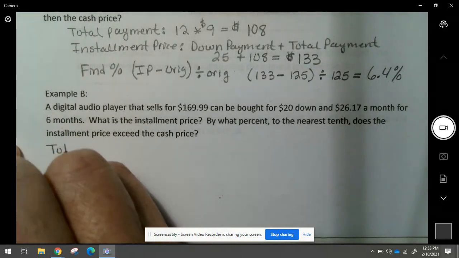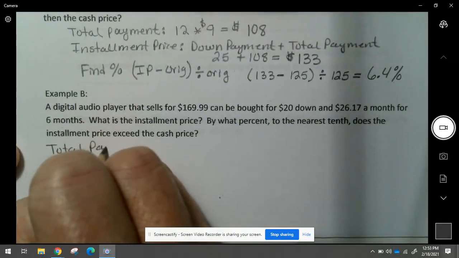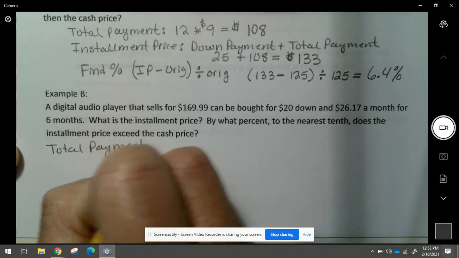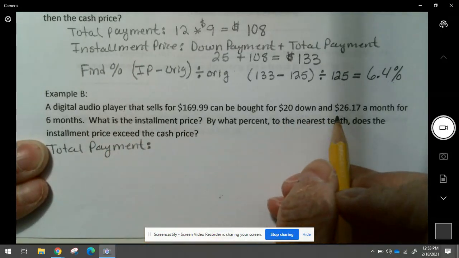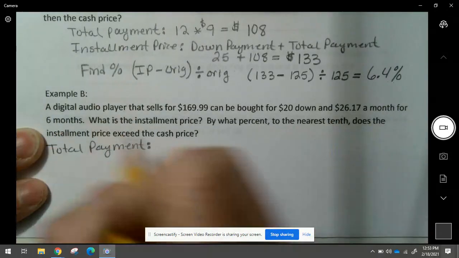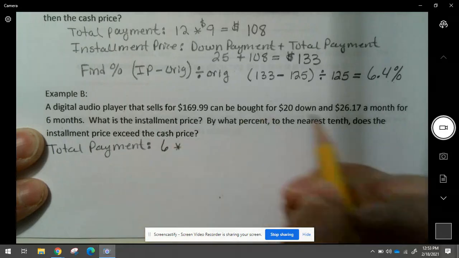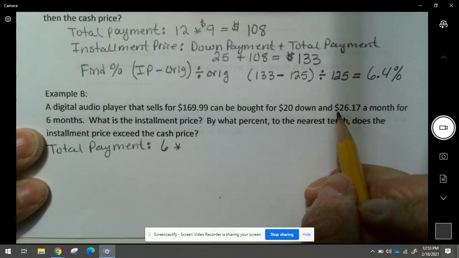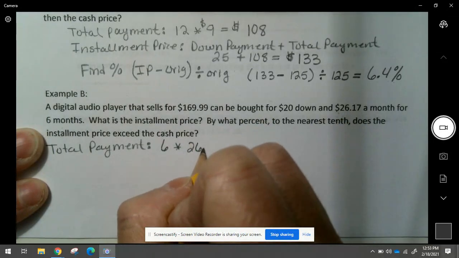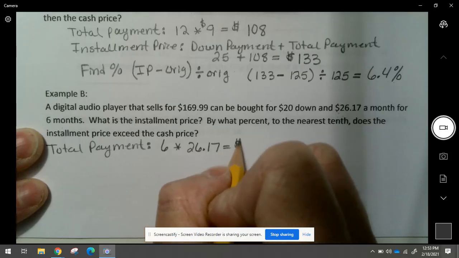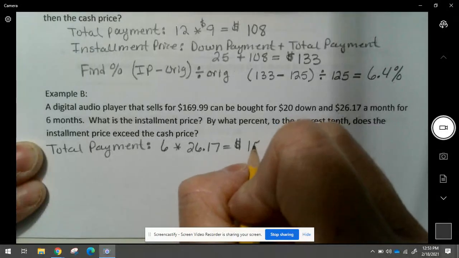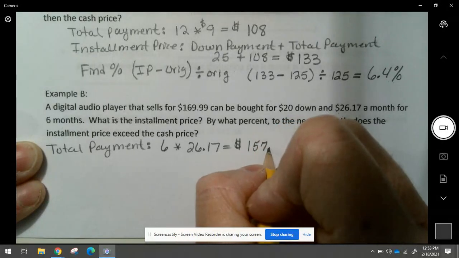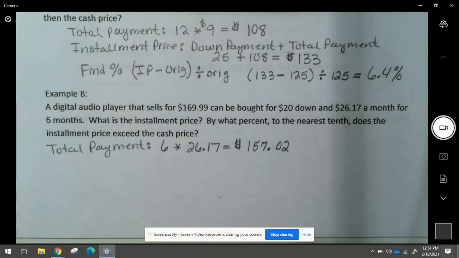So I want to get my total payment that I'm going to pay by taking the payment times the number of months. So 6 months times what is the payment per month? $26.17. That's going to give us our total that we're going to pay over the 6-month period, $157.02.